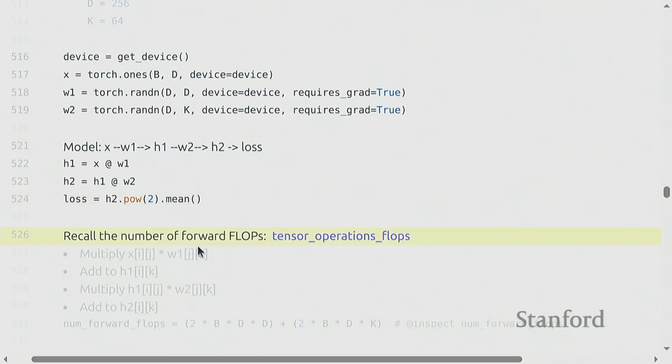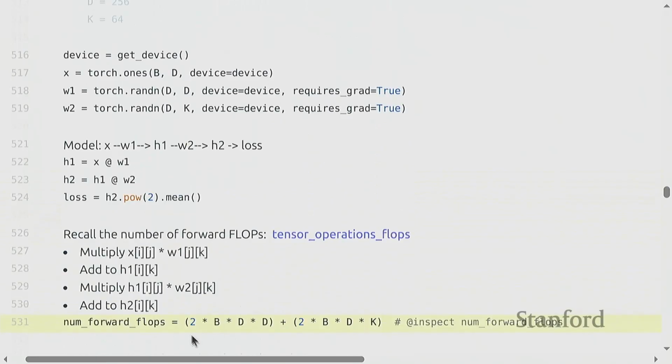And just as a review, if you look at the number of forward flops, what you had to do was multiply x by w1 to get h1, and then take h1 and w2 to get h2. Okay, so the total number of flops, again, is 2 times the product of all the dimensions in your matmul plus 2 times the product of dimensions in your matmul for the second matrix. Okay, in other words, 2 times the total number of parameters in this case.